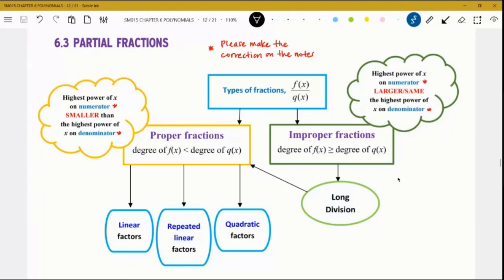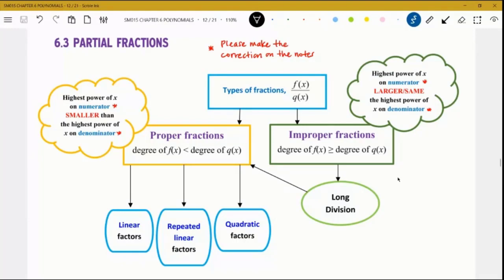Okay, so partial fraction we gonna have two types of fraction. Proper fraction adalah pecahan wajar, improper fraction adalah pecahan tidak wajar. Okay, so you need to know the difference proper dan juga improper. Okay, for proper fraction which is the highest power of x untuk bahagian atas numerator lebih kecil daripada highest power of denominator pada bahagian bawah.